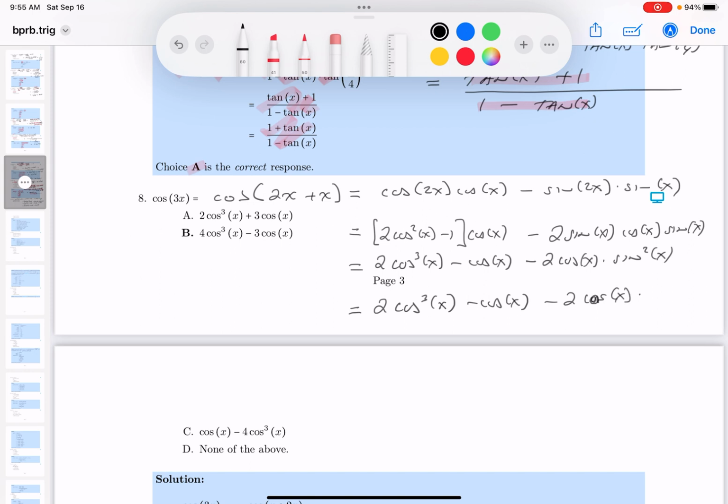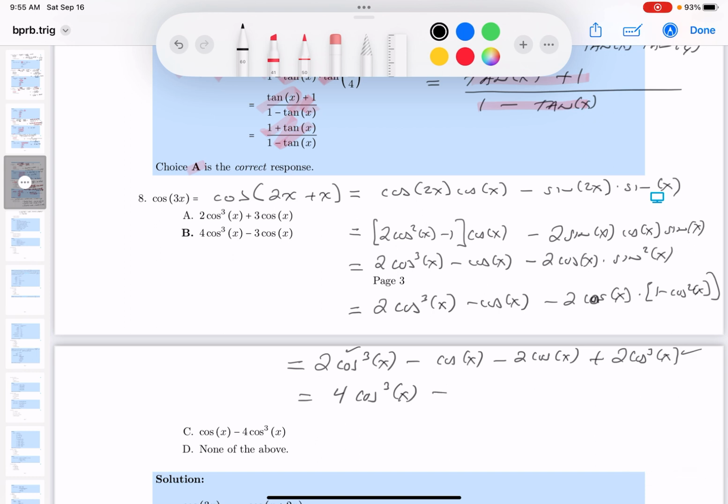And then what do you get? Let's see, sine squared would be 1 minus cosine squared. All right, again, it seems like it's never going to end. What do you get over here? 2 cosine cubed minus cosine of x. Then you get minus 2 cosine of x plus 2 cosine cubed x. What does that give you? 4 cosine cubed x. I did these two terms over here. And then you get minus 3.